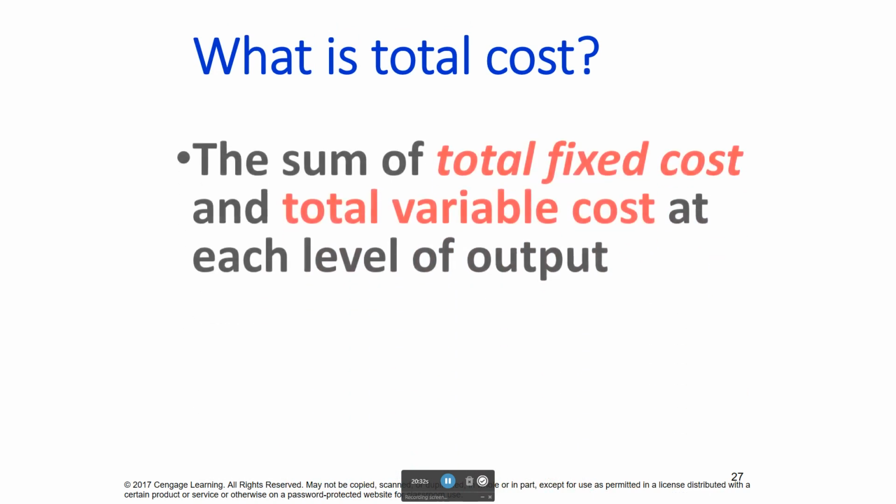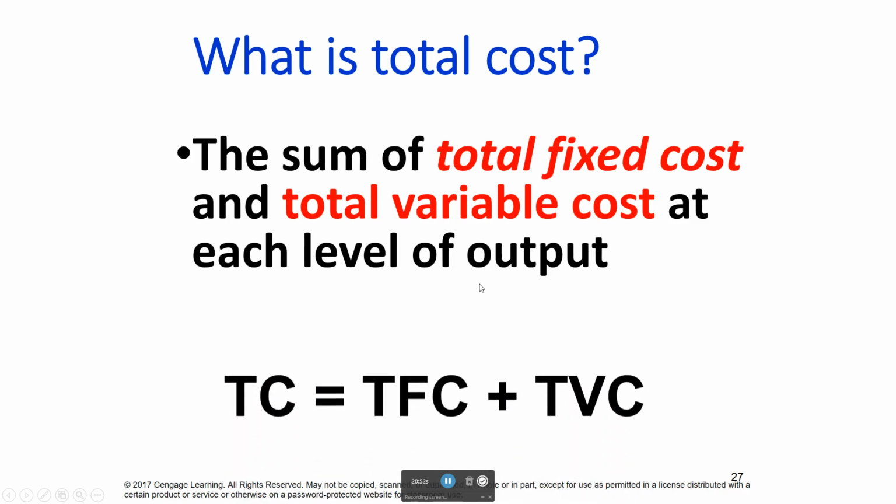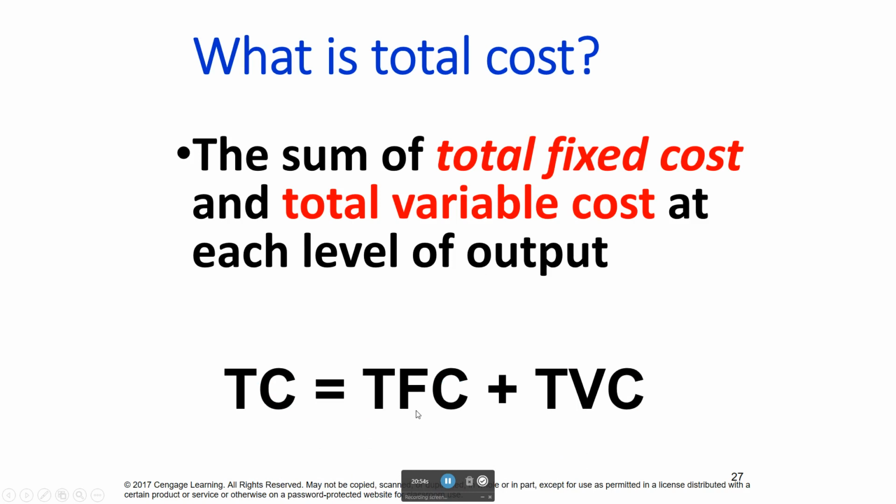Total costs are the sum of total fixed cost and total variable cost at each level of output. So as output expands, my fixed costs will stay the same and my variable costs will increase. And I'm going to add them together at each level of output. You've got to remember this equation. Total cost is equal to total fixed cost plus total variable cost. Another way of thinking about this is there are only 2 types of costs, fixed and variable.